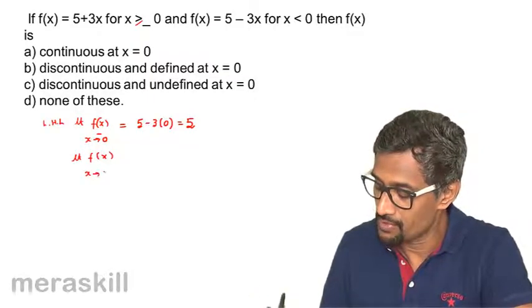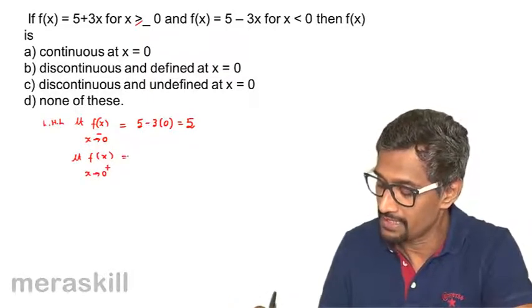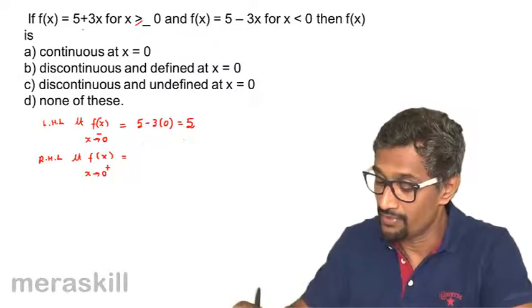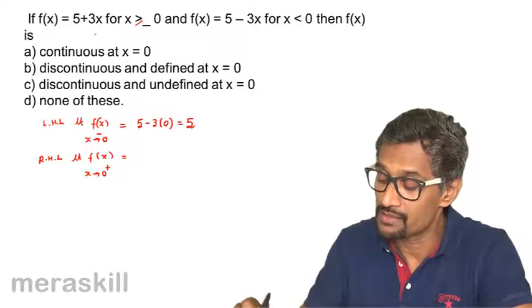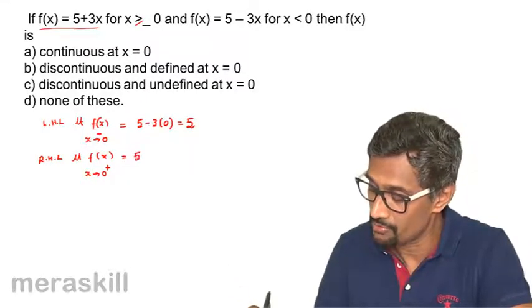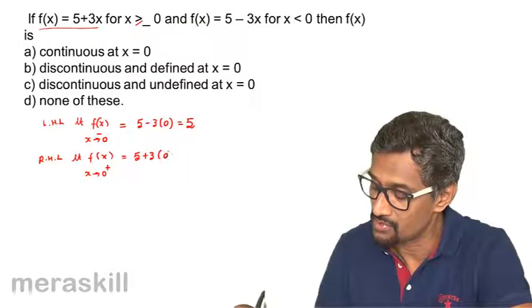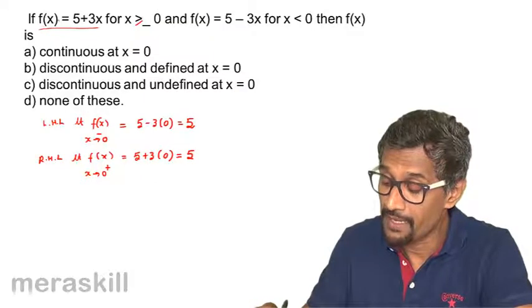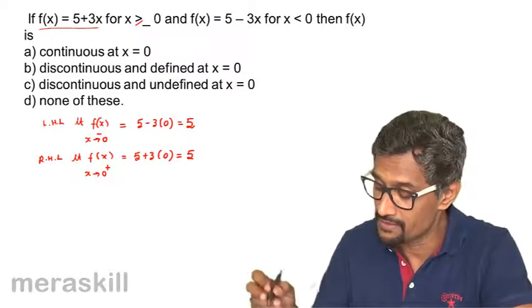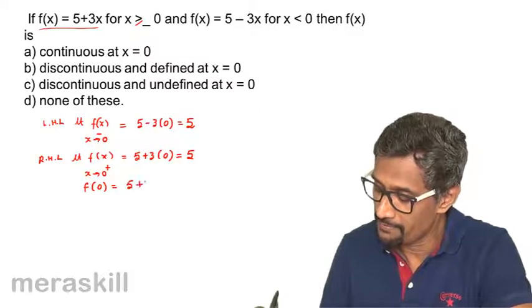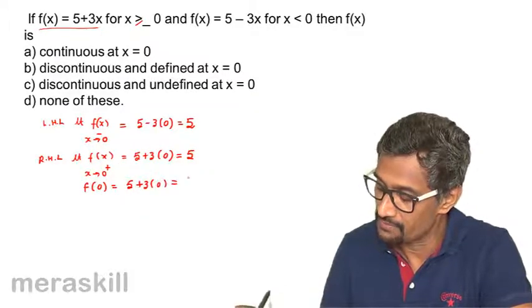As x approaches 0, that is the right hand limit from values greater than 0. So for all values of x greater than 0, this is the function that has to be considered. So it's going to be 5 plus 3 into 0, which is 5. And f of x is also the same function when x is equal to 0. So f of 0 would also be 5 plus 3 into 0, which is 5.